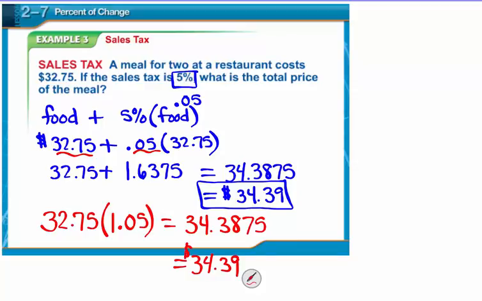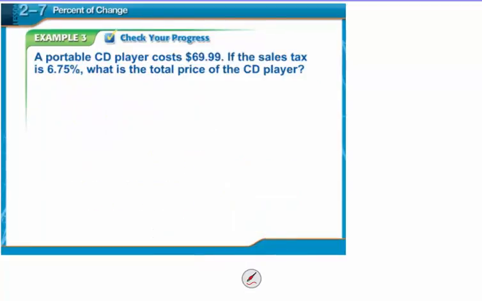32.75 times 1.05 is $34.39. Think about that for a second. See if you like that method. All right, the next question.